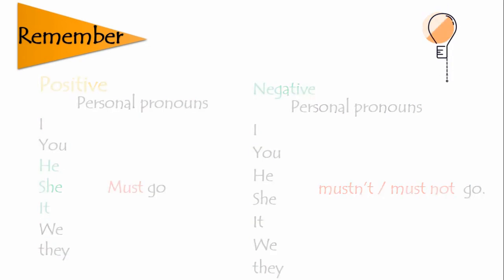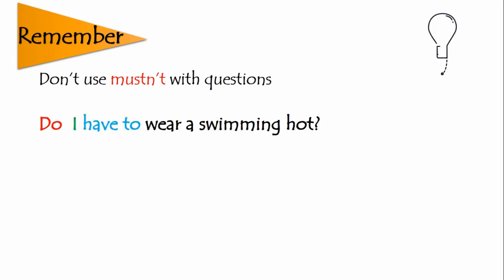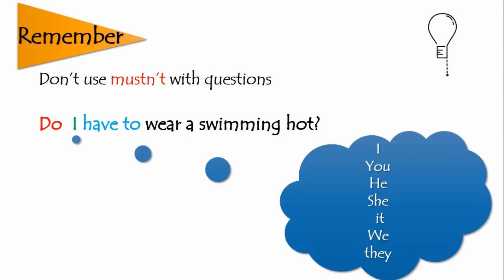Remember that we don't use must with questions. If you want to make a question, use the auxiliary do plus personal pronoun and then have to, as in this example. Do we have to wear a swimming hat?